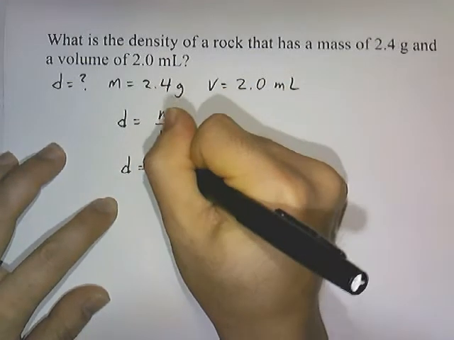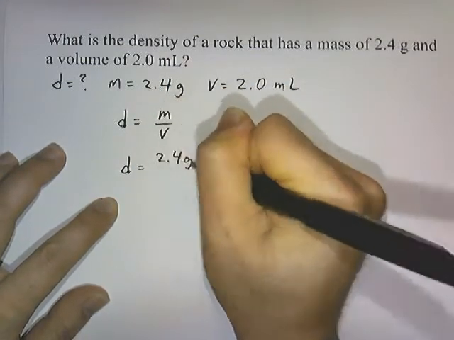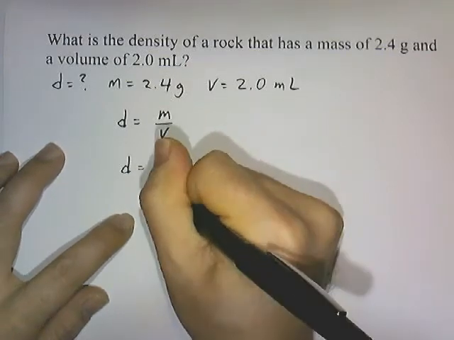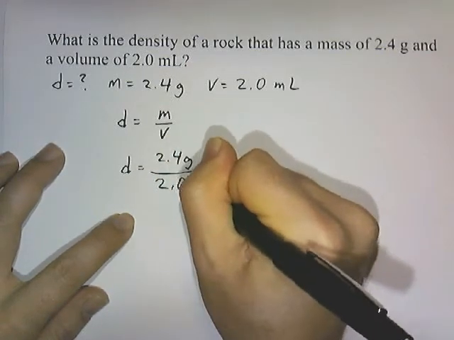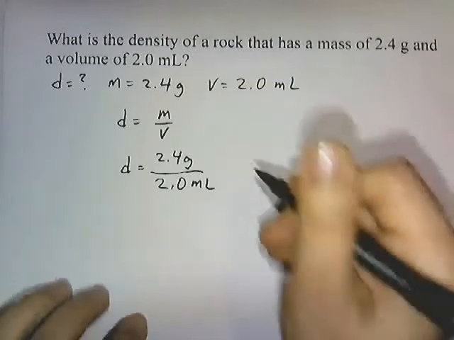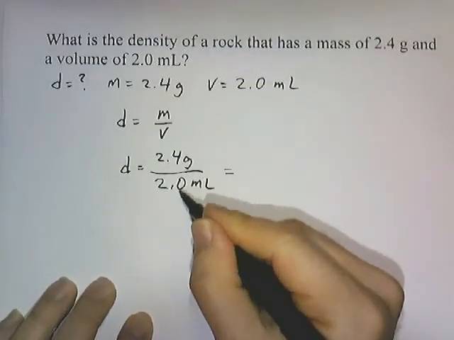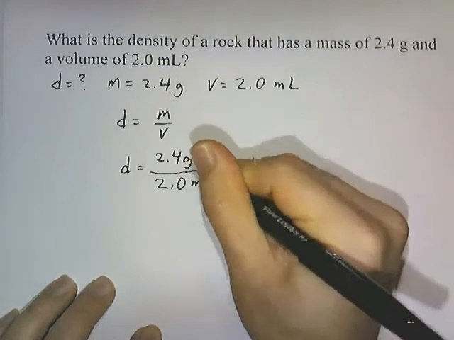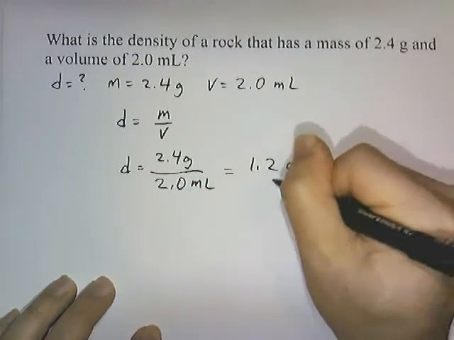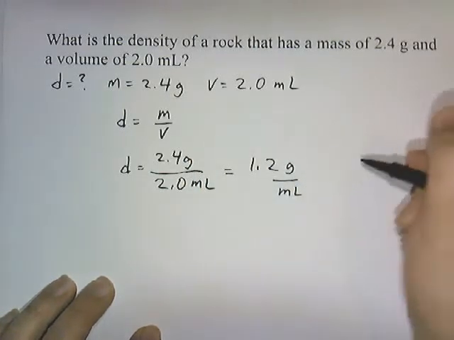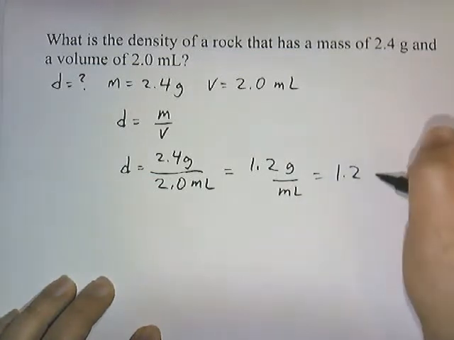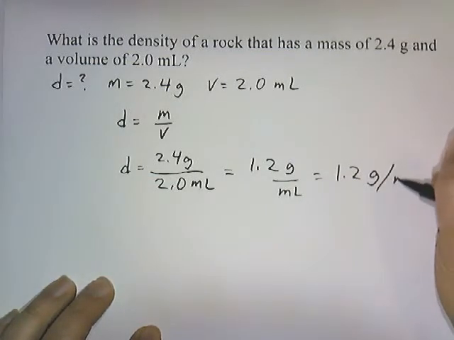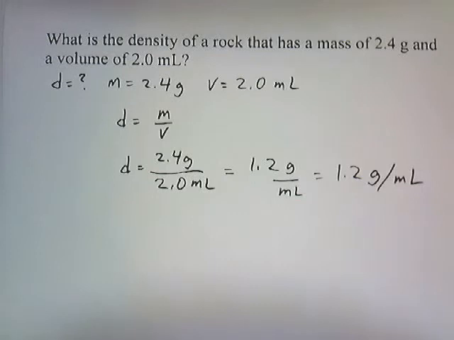D equals 2.4 grams divided by 2.0 milliliters, and then 2.4 divided by 2 is going to be 1.2, and then we have grams per milliliter. We can also write it 1.2 grams slash milliliters. Okay, that one's not too difficult. Let's try another one.